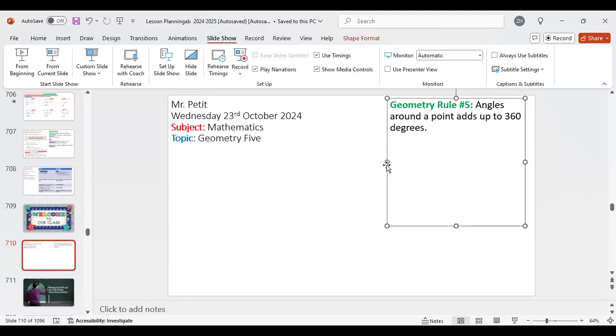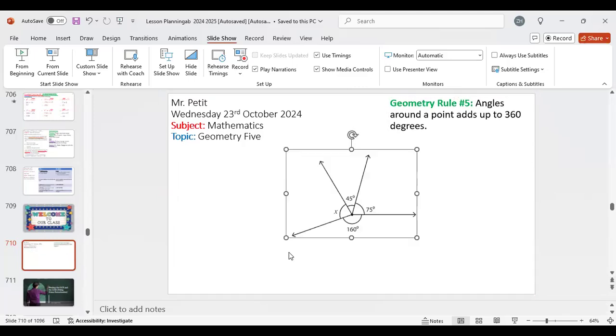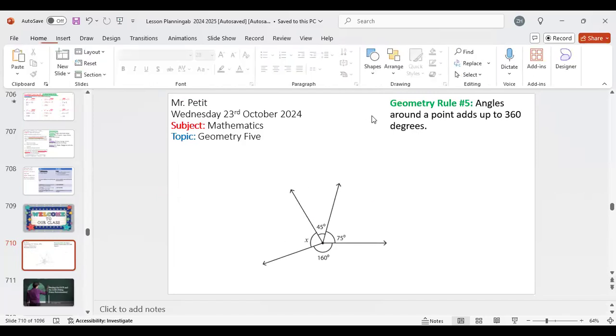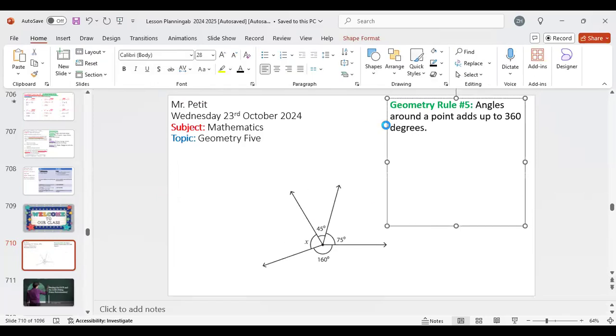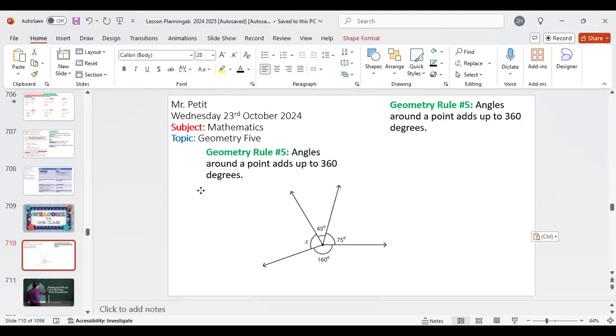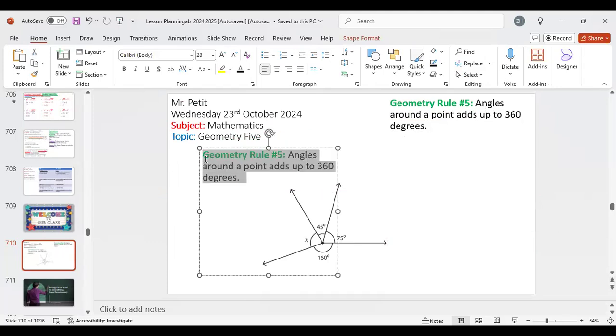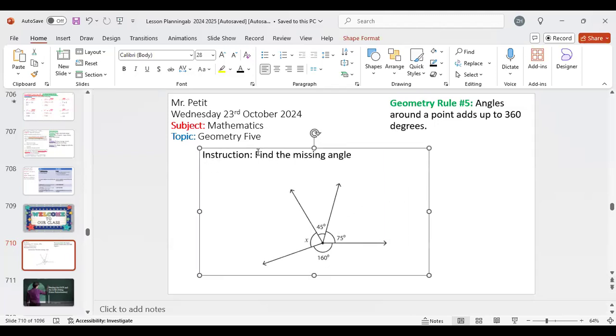So let's do this particular question. The instructions are the following. I want us to find the missing angle. Find the missing angle. All right, that's the instructions.